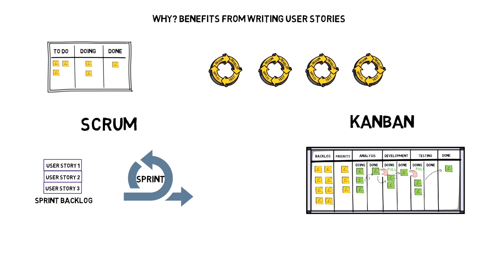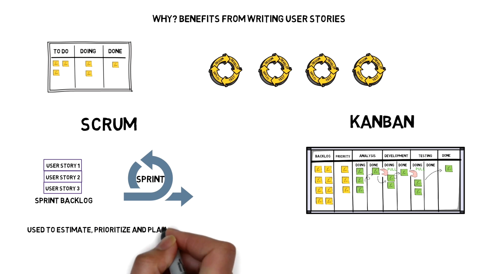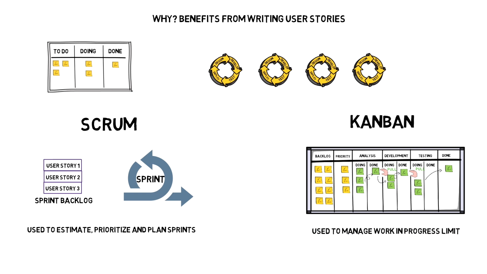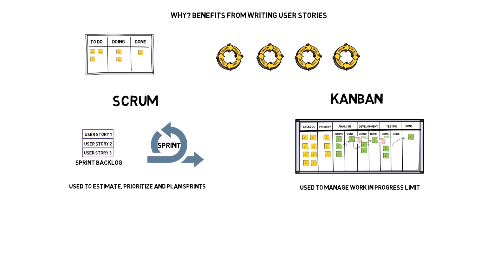Working on user stories helps Scrum teams make estimations, prioritize, and plan sprints, leading to more flexibility and greater agility. And thanks to stories, Kanban teams learn how to manage work in progress, which helps them to constantly stay on track and refine their workflows. User stories have other benefits that are common to all Agile teams.